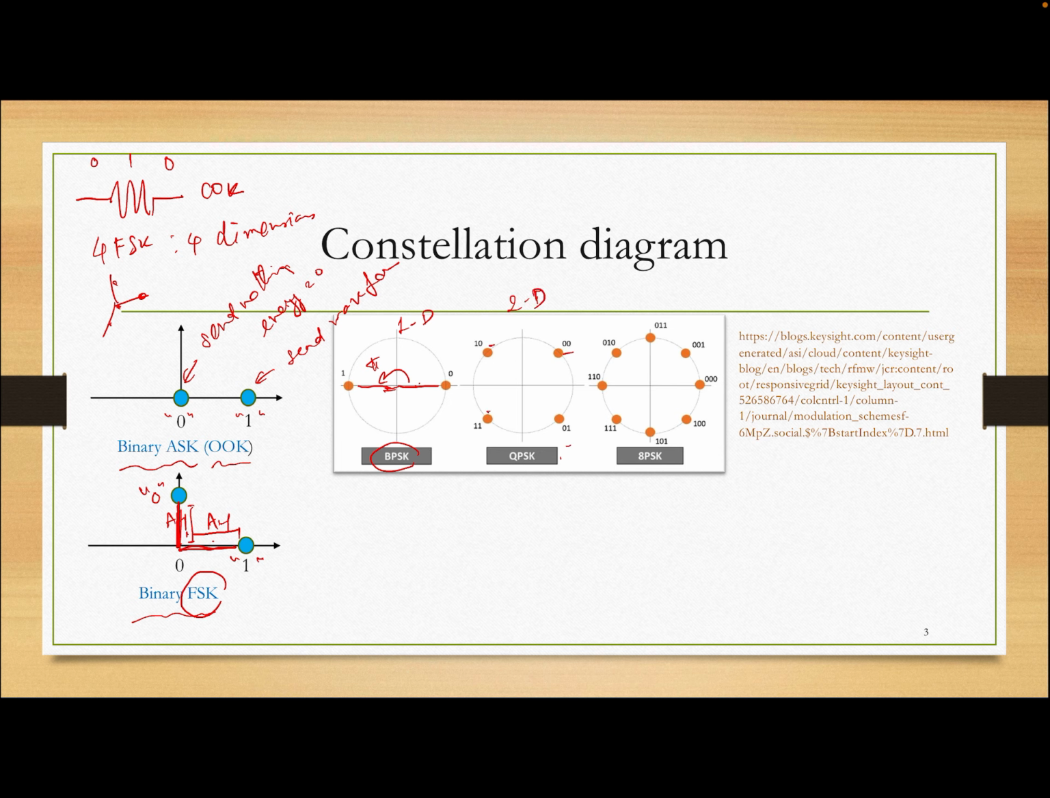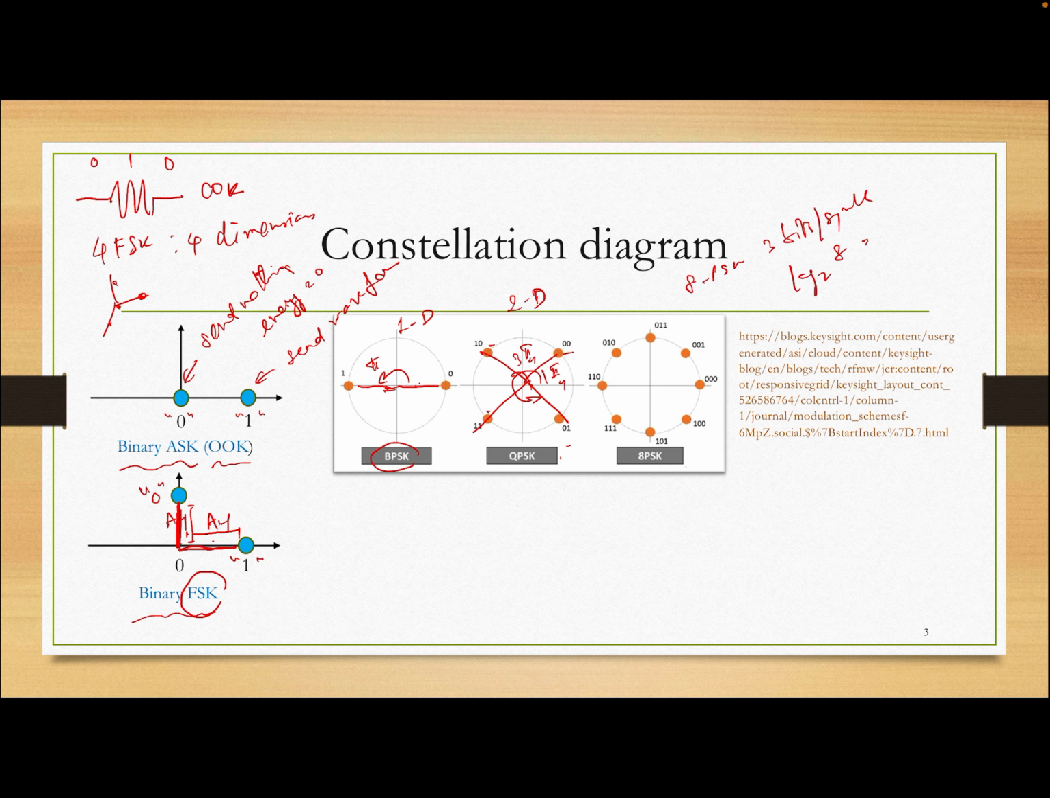For QPSK or 4PSK, you have 2 dimensions now, and you have 4 points here, and the phases would be pi over 4, and then 3 pi over 4, 5 pi over 4, and 7 pi over 4. Like this.